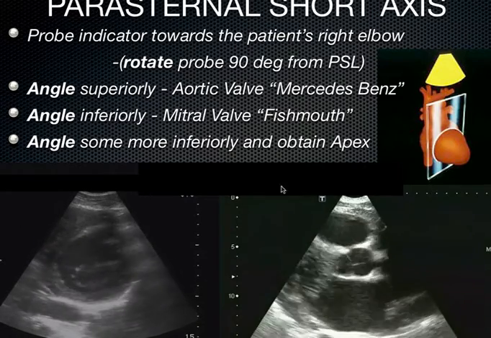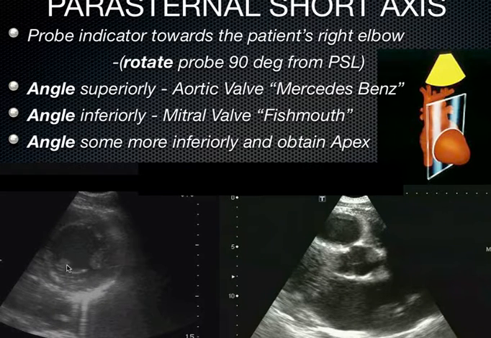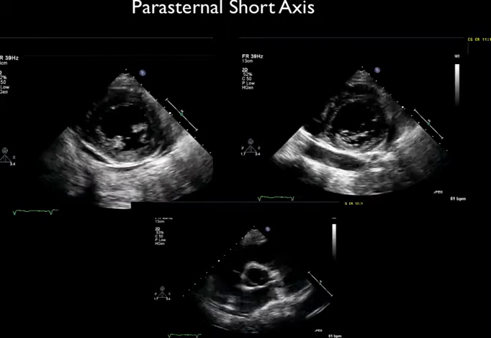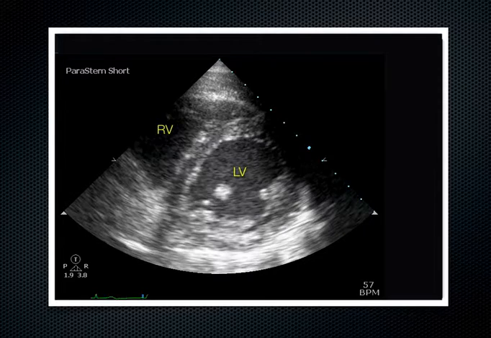And then eventually you go down even more inferiorly and you'll get to where the papillary muscles are right here. In fact, that's a good example here, the mid-pap view. Call that mid-pap. It's down towards the apex. So you've got the probe in the same plane, but you can just be at different cross sections.